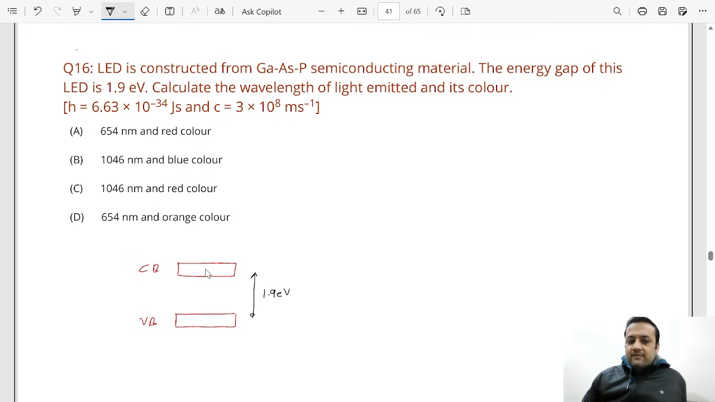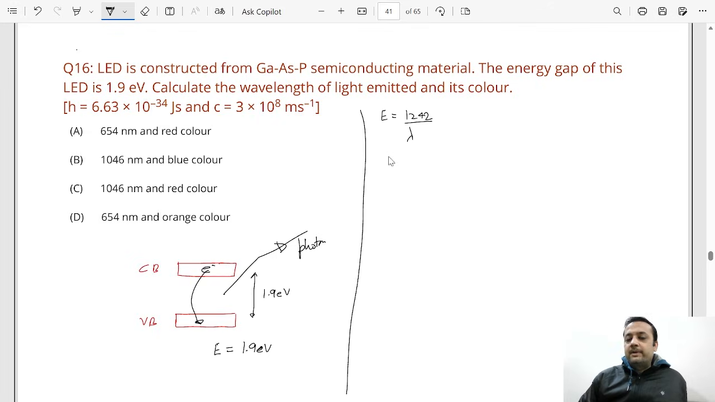So what happens is that when the electron falls from the conduction band to the valence band, it is going from higher energy to the lower energy. So that means a photon will be released, whose energy will be this 1.9 electron volt. So we can say that the energy of the photon released is 1.9 electron volt. And now if you have to find the wavelength of this photon, then you can use the formula that energy is equal to 1242 upon lambda in nanometers. So lambda will become 1242 upon 1.9. This will come out in nanometers. So this will be nearly 654 if you do the calculation, and 654 nanometer corresponds to the red light if you check out the spectrum. So it's more of a fact based question, guys. So option A will be correct.